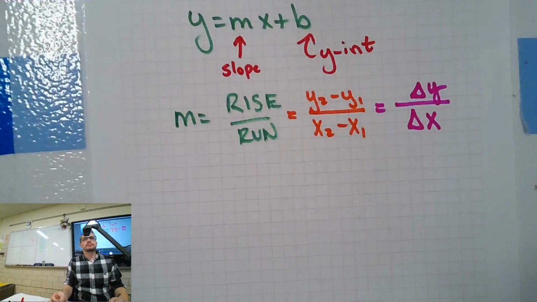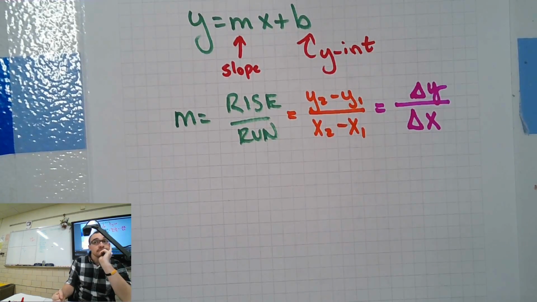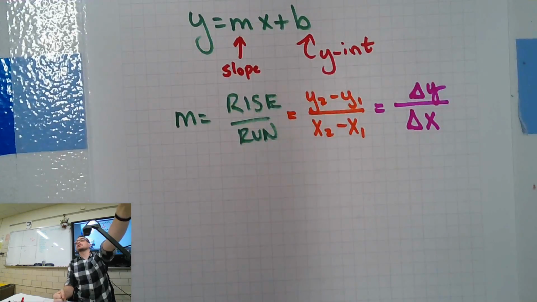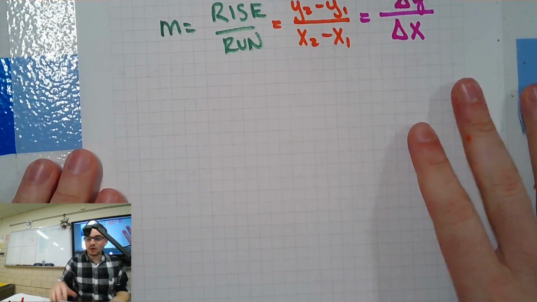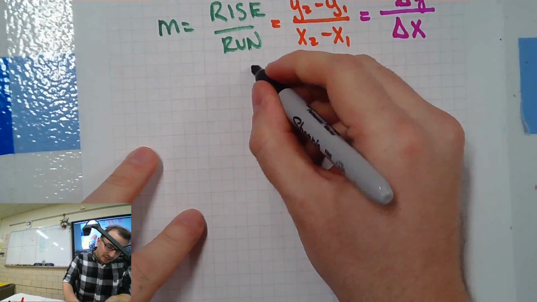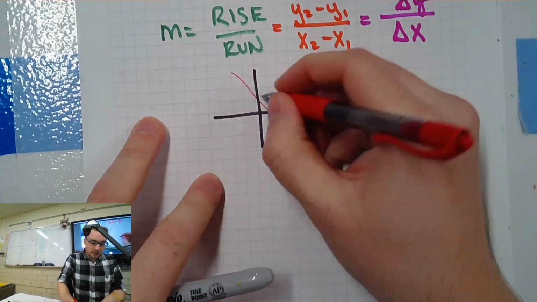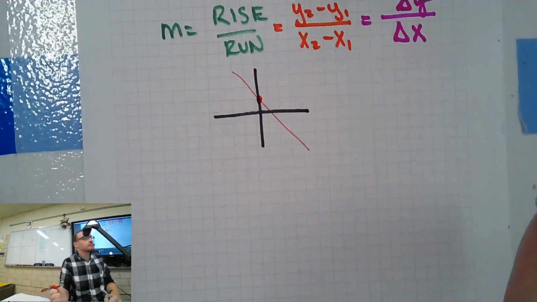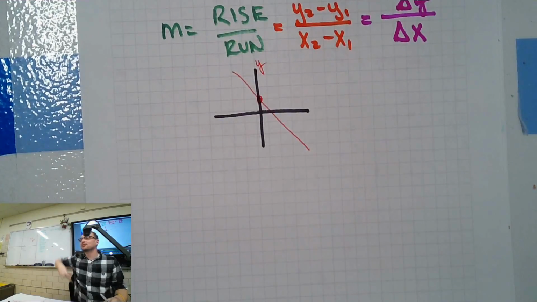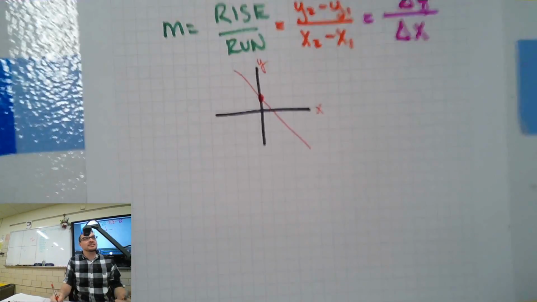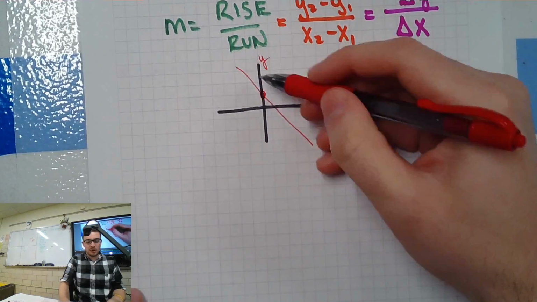What's a y-intercept? What does it mean? Where the line crosses the y-axis. So here's a coordinate plane, and here's a line. Where it crosses the y-axis is the y-intercept. This is the y-axis because up and down is y, and left to right is x. Right? So where it crosses the y-axis is the y-intercept.